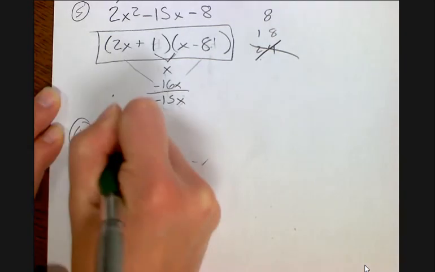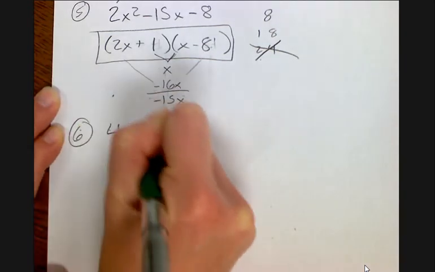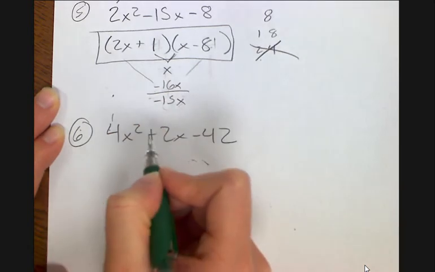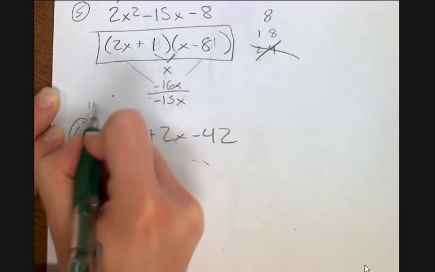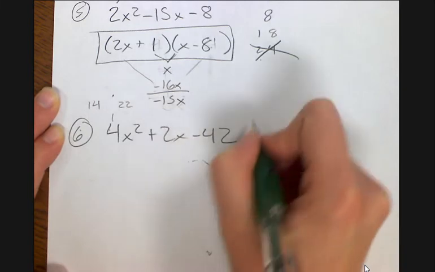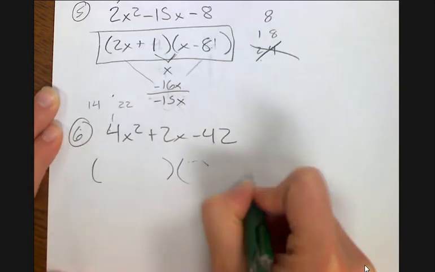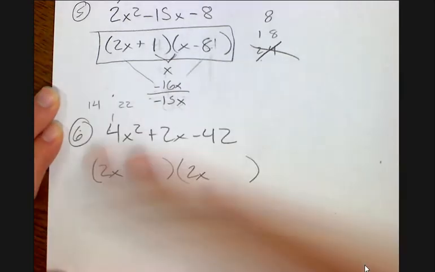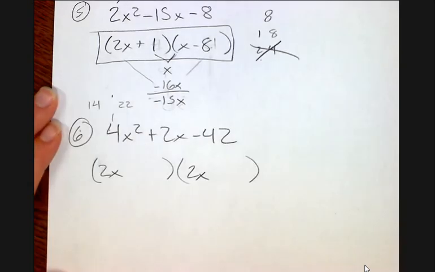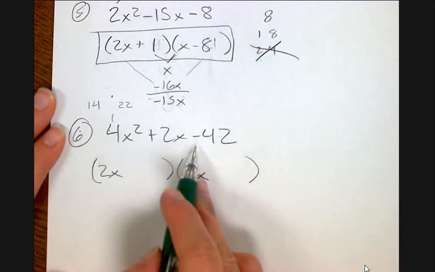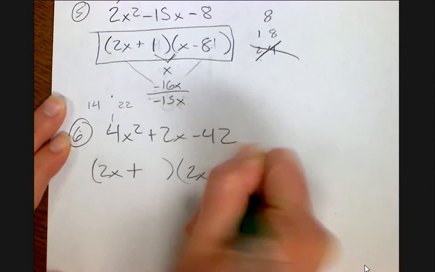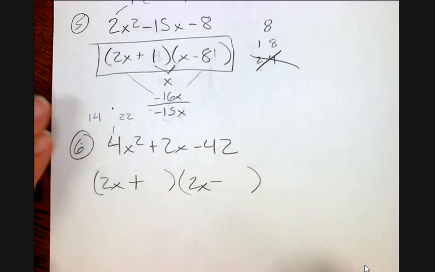And we have 4x squared plus 2x minus 42. So now this can be broken up into 1 and 4 or 2 and 2. And you can just take a guess of what it would be. Let's just guess 2x and 2x, because a lot of times it's broken up. And this says the signs are going to be different. So one's going to be a plus, one's going to be minus. And since they're both 2x, it'll be the same.